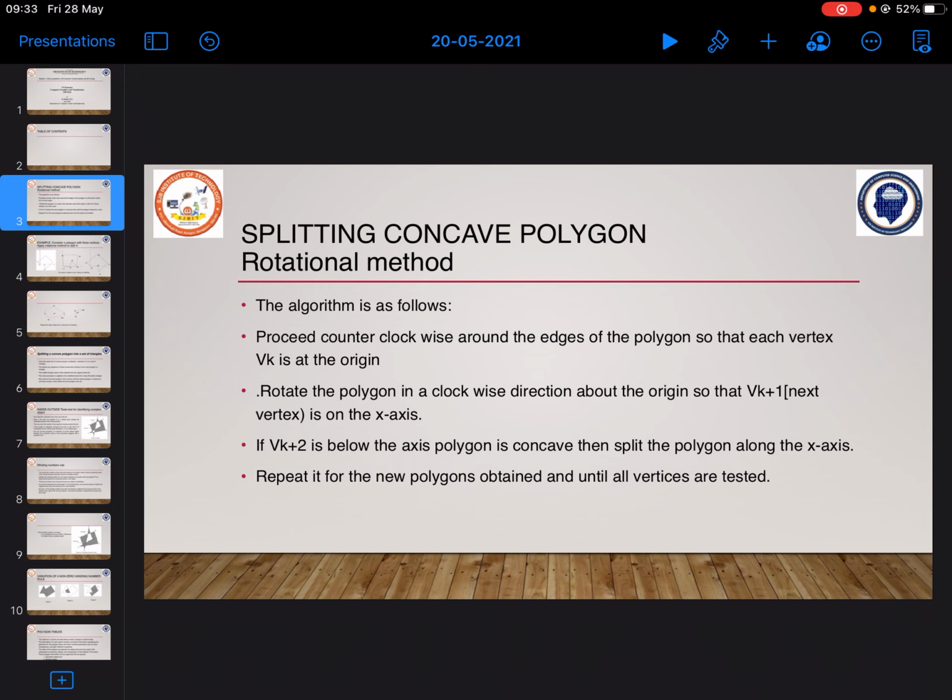First, proceed counterclockwise around the edges of the polygon so that each vertex vk is at the origin, and rotate the polygon in the clockwise direction about the origin so that vk plus 1 is on the x-axis. If vk plus 2 is below the axis, then the polygon is said to be concave, and in such a situation we need to split the polygon along the x-axis. Repeat this for the new polygons obtained until all vertices are tested.